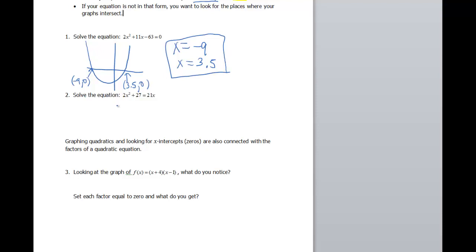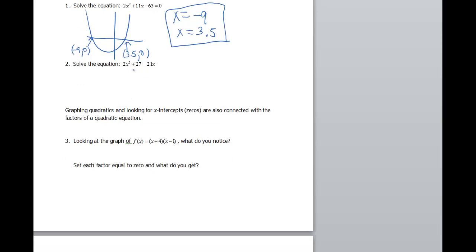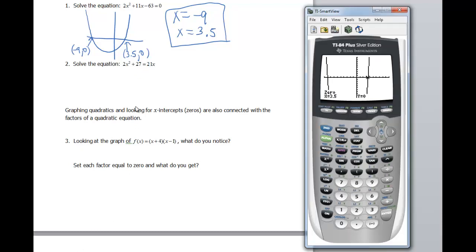All right, number 2. This one says, solve the equation 2x squared plus 27 equals 21x. So let's go to the calculator. If you wanted to, you could move this 21x over, set this equal to 0, and do it exactly like we just did. But I would like to show you another method on this one.